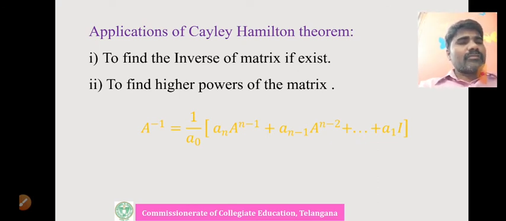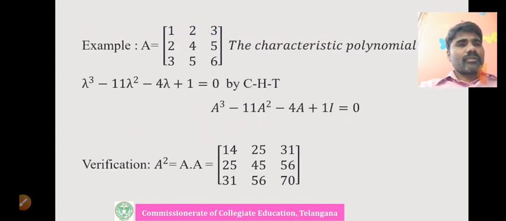This is the inverse of the matrix, where the matrix is of order n, and A inverse exists if a0 is not 0. A inverse exists means a0 is not 0. Now we can take some simple examples. Let us take A equals [1, 2, 3; 2, 4, 5; 3, 5, 6], which is a symmetric matrix. We can easily observe that the characteristic polynomial of this one is determinant of A minus lambda I equal to 0.